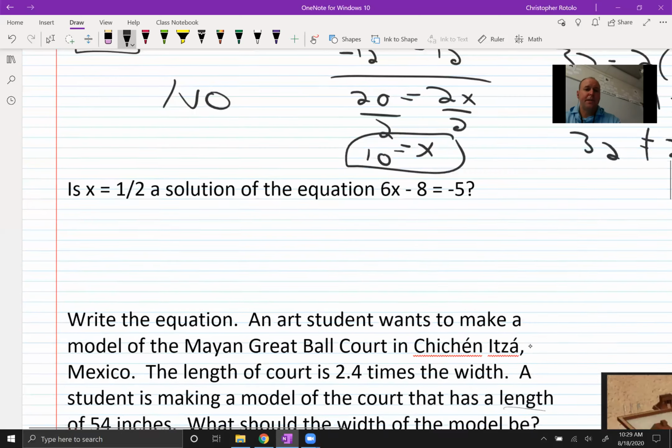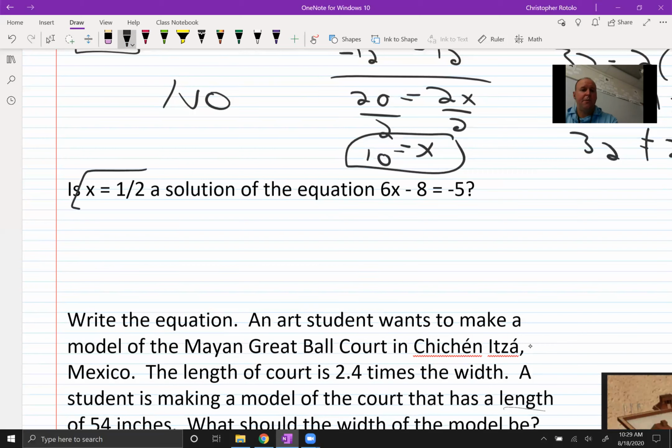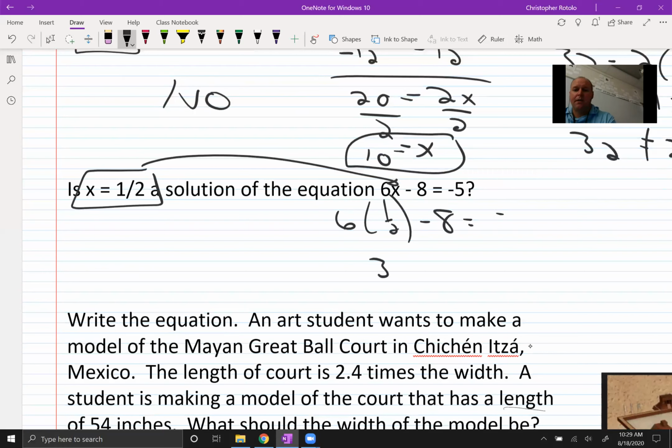All right, and the next one is 1/2 a solution? So remember, we can work with this both ways. They're asking very specifically, so what's 1/2 of 6? That's 3. What's 3 minus 8? Well, that's negative 5. And is negative 5 equal to negative 5? Yes. So yes, it is. Remember, the other option is to solve the equation and see if you can get 1/2 for x. So it works both ways. Sometimes they call that plugging and chugging if we work backwards, or using the solution.